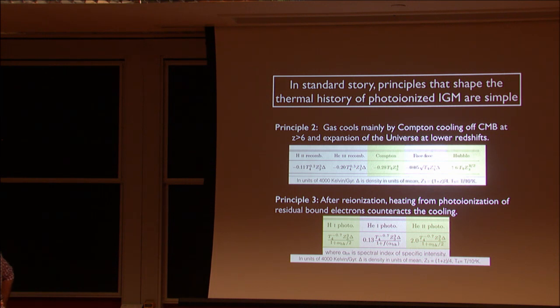Okay, so the second principle is, you've heated things up to 20,000 Kelvin, and then the IGM wants to cool. At high redshifts, the way it cools is by Compton scattering the CMB, because the energy density of the CMB is much higher at high redshifts, and then at lower redshifts, the principal way that it cools is by adiabatic expansion of the universe.